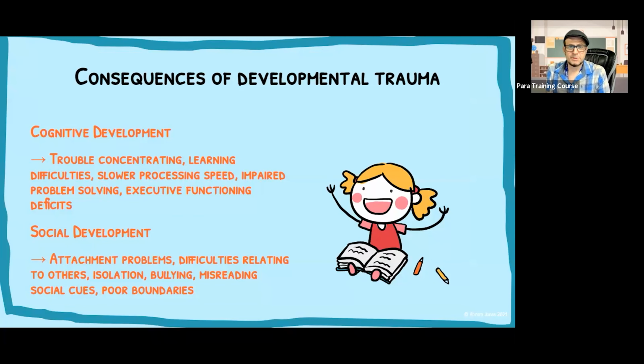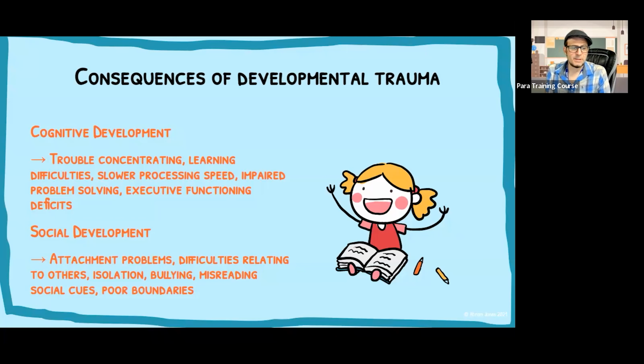Okay, what are consequences of developmental trauma? I know my cartoon student looks very happy here. Hey, maybe she's having a good day, okay? There are some consequences to cognitive development. We've talked about cognitive development a number of times in this course. They can have trouble concentrating. They might have learning difficulties or slower processing speed. It takes longer to process something. They may have impaired problem solving and executive function deficits. We've talked about executive functioning in terms of a lot of exceptionalities, but not in terms of a survivor of trauma, or a sufferer of trauma.